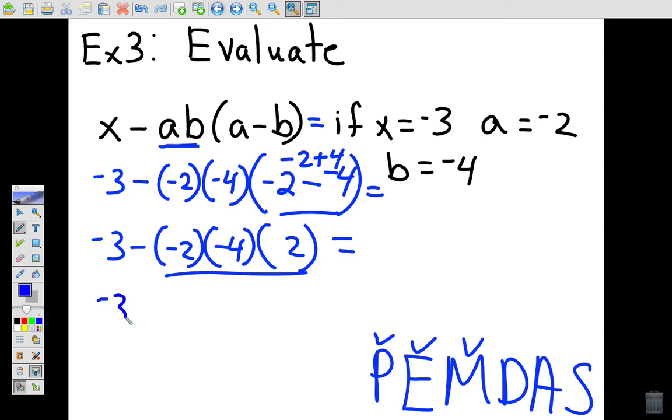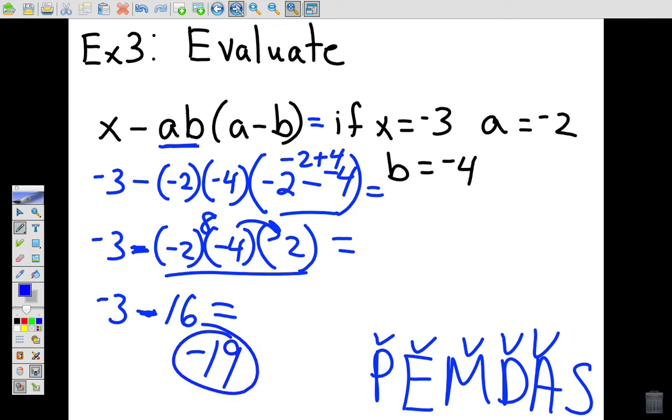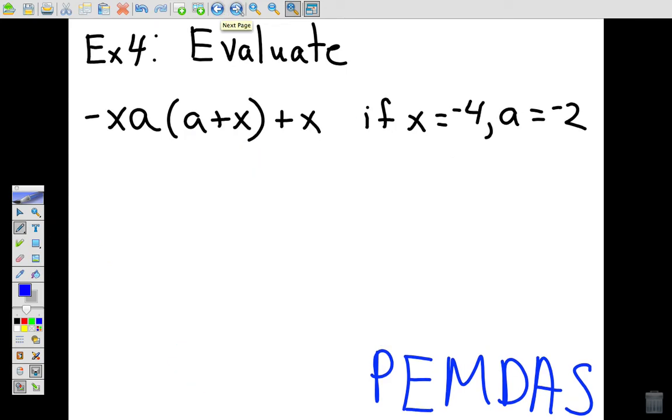So I have a negative 3 minus, let's see, what's a negative 2 times a negative 4? Might be a good place to use the calculator if you can't remember that rule. It's 8. And then take 8 times 2. That's 16. So it's minus 16. Now I can subtract because there's no division. There's not any addition, but there is subtraction. Take away 3, take away 16 more. I've taken away 19. All right, example 4.